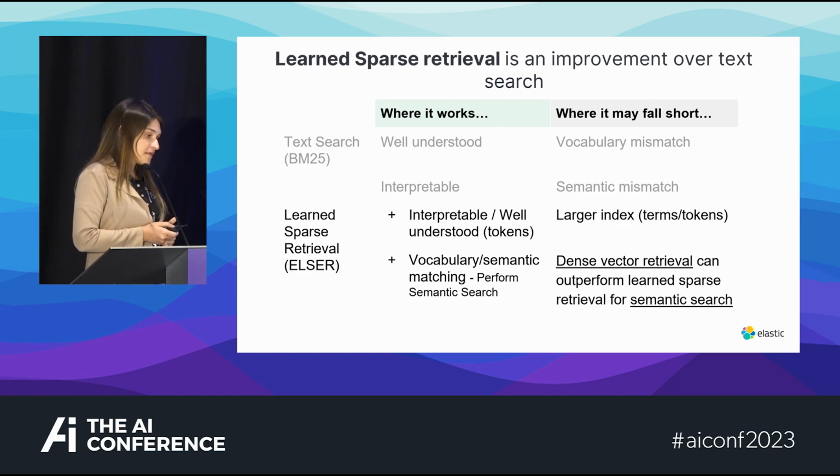Another point I can mention is that dense vector retrieval can outperform learned sparse retrieval for semantic search, if you fine tune the model, for example, or if there are many models out there, so there might be something that will work for your use case and it will be good. So it really depends. But you can definitely find a good model when it comes to dense. So this is something to keep in mind.